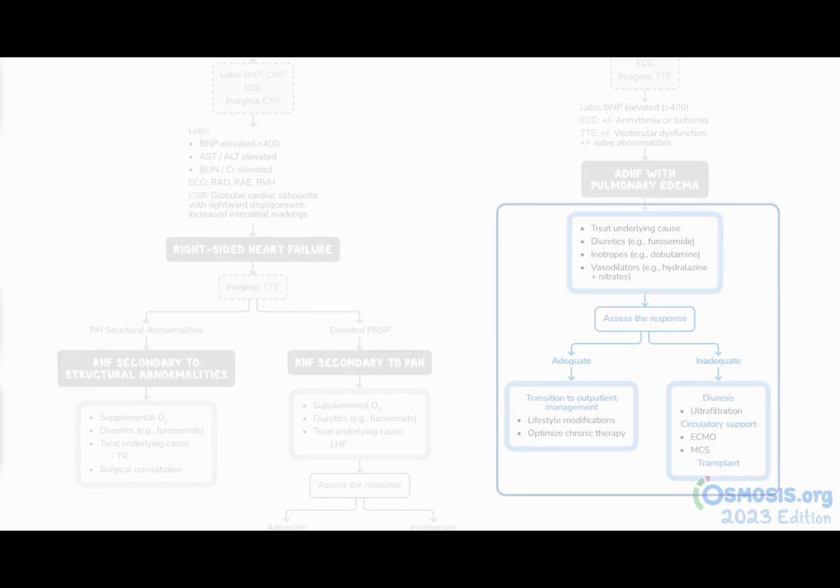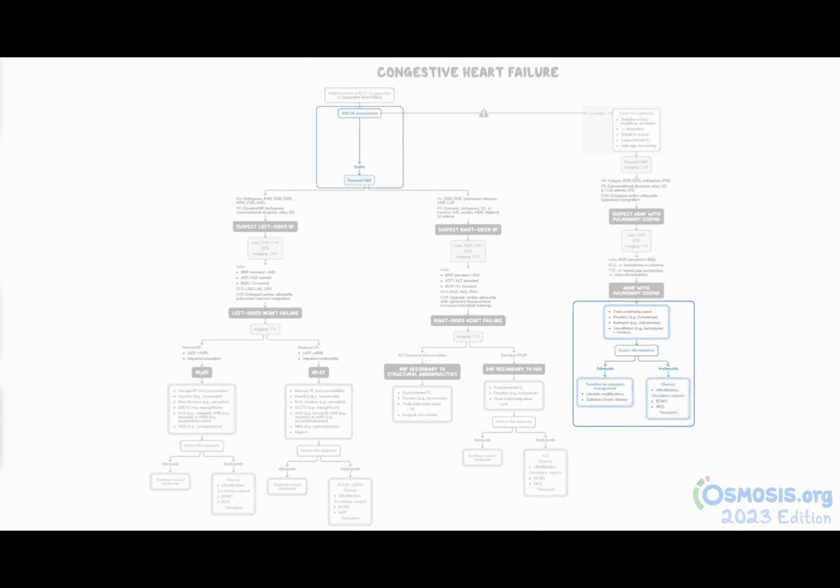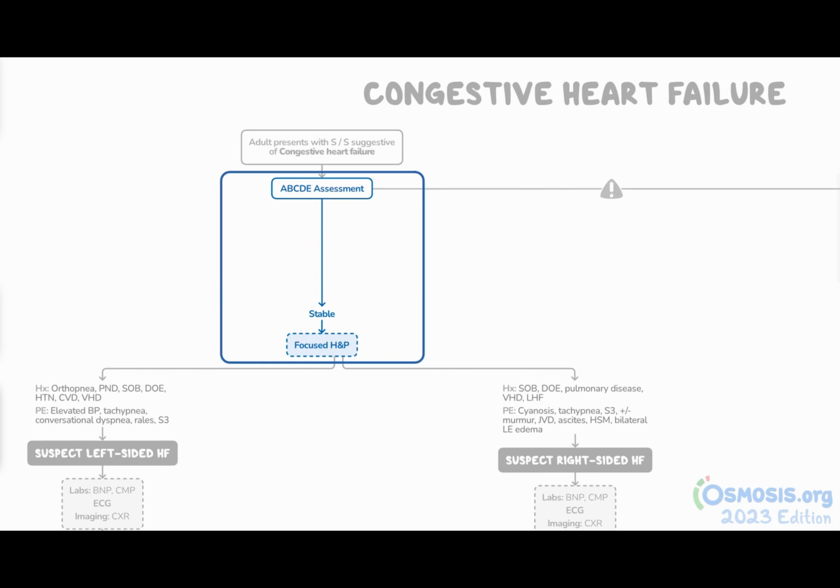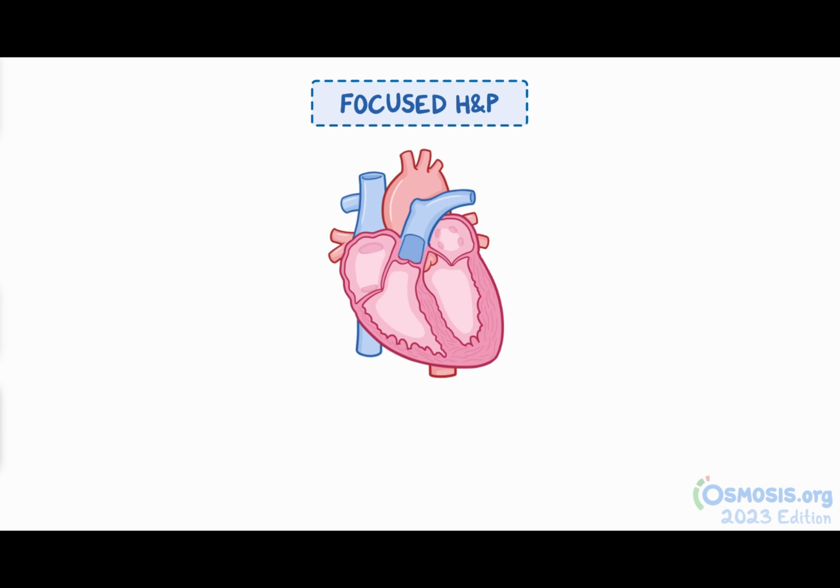Now that unstable patients are taken care of, let's go back to the ABCDE assessment and talk about stable ones. When it comes to stable individuals, your first step is to obtain a focused history and physical, which will help determine if the CHF is left or right-sided.